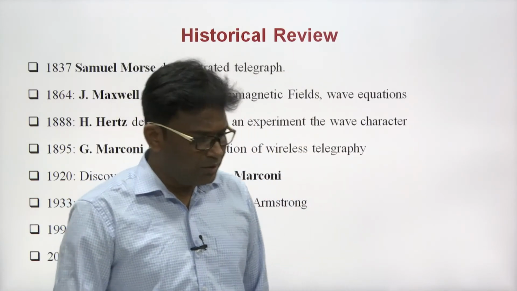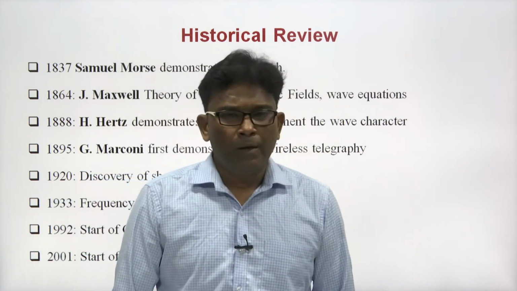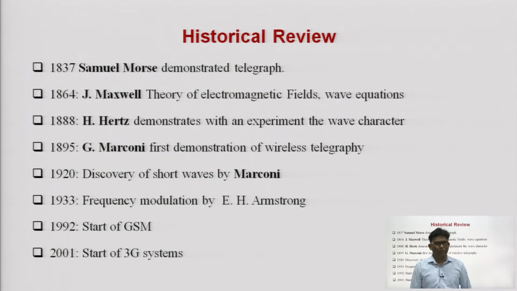So, this slide shows you the historical review. In 1837, Samuel Morse basically transmitted the information in the form of dashes and dots. Then in 1864, Maxwell gave his 4 Maxwell equations, and those Maxwell equations were used to formulate the wave equations, and because of these wave equations, Hertz basically gave the demonstration of the wave character of the electromagnetic radiation.